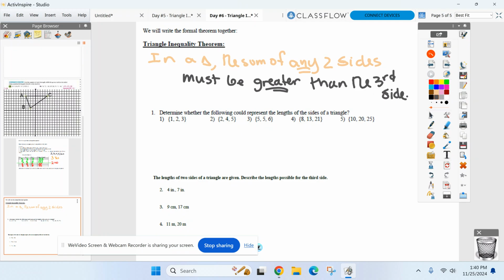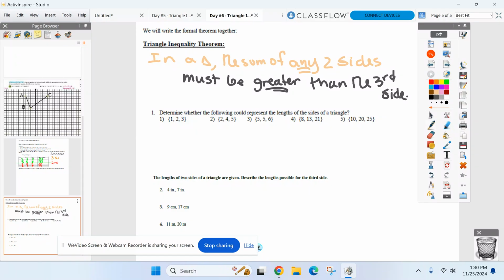Let's try a couple out here. We don't have many examples. Just to save some embarrassment, because this always happens, number 1 is not a multiple choice. It's five parts. We're going to go through each of them and say, would it form a triangle or not? 1, 2, 3. Form a triangle?